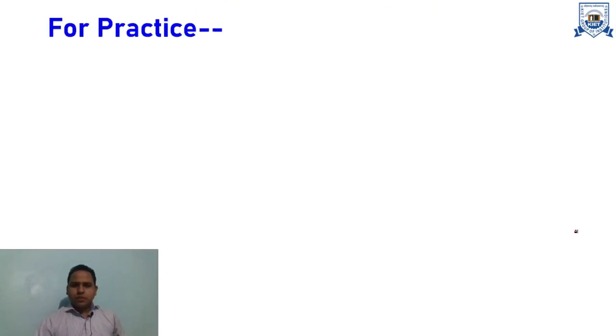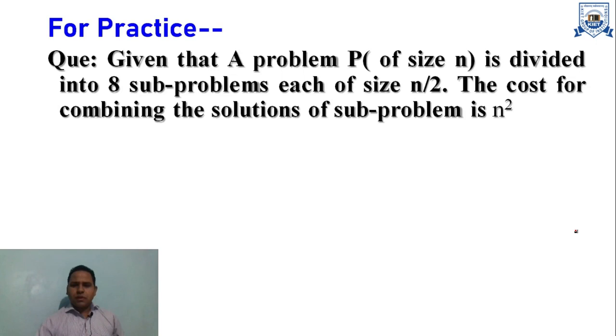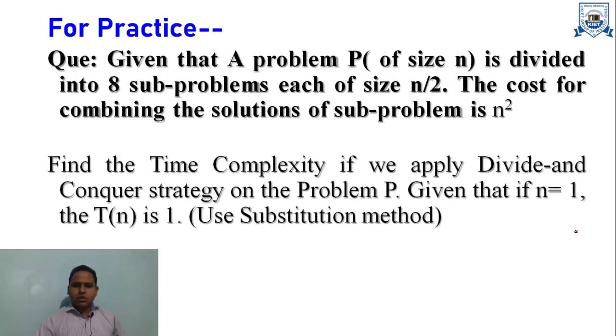For practice you can take this question. We are given a problem P of size n, divided into 8 subproblems, each of size n by 2, and the cost for combining the subproblems is n square. Find the time complexity if you are using the divide and conquer approach, given that T of 1 is equal to 1. Use the substitution method. You can solve this question and you will get the answer.